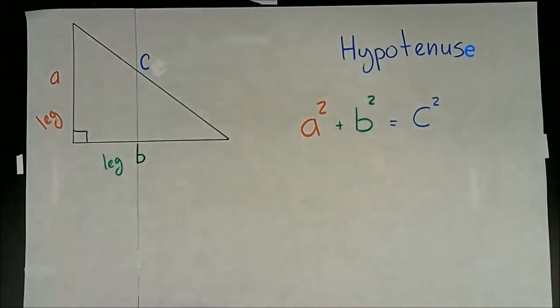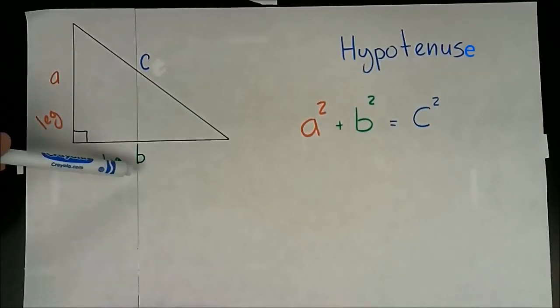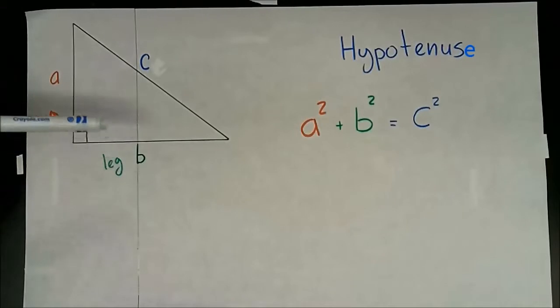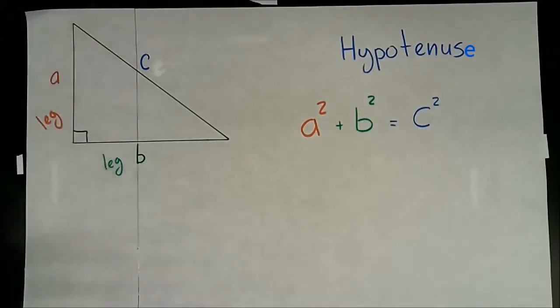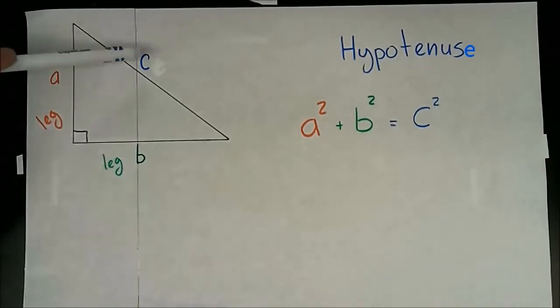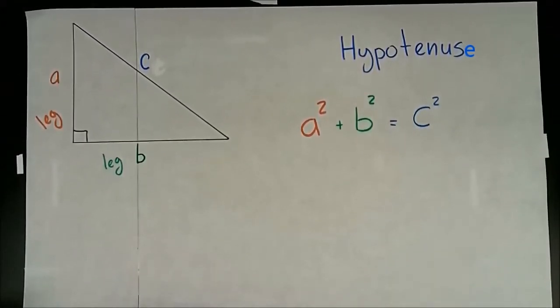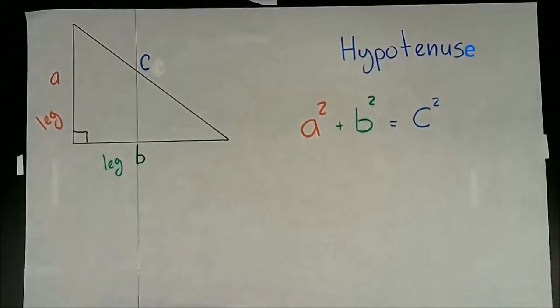So once again, the Pythagorean theorem, and this is it, states that in a right triangle, if you take one leg, square it, so A times A, then add to it the square of the other leg, B times B, the sum of these has to equal the square of the hypotenuse, the long side, C times C. And that is the Pythagorean theorem.